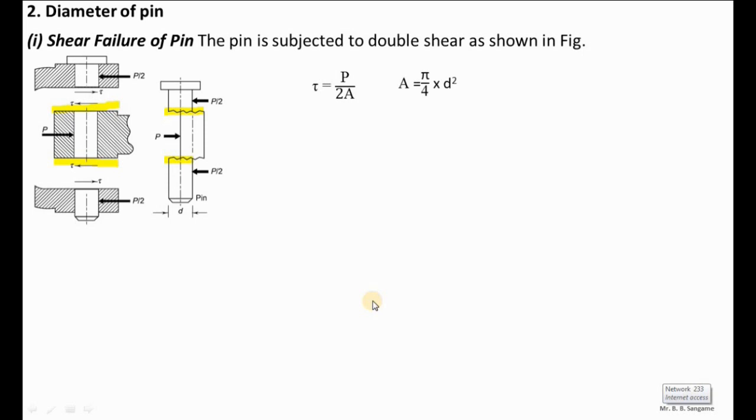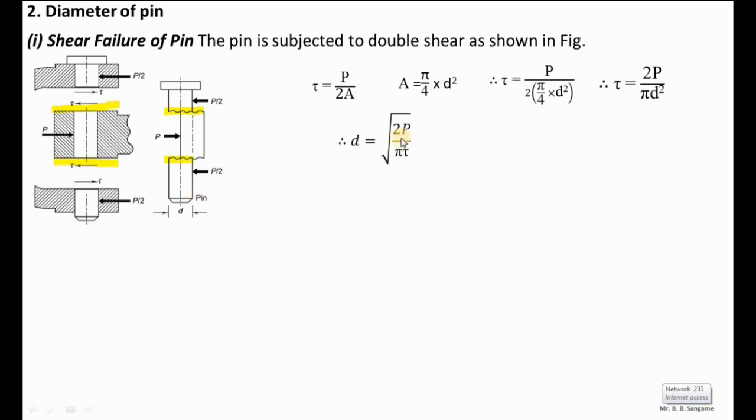Once you calculate the area, you have to put this formula of the area of cross section of the pin in this equation. So the equation will be tau is equal to 2P divided by pi d square. After the simplification we can convert this equation in terms of small d, that is the diameter of the pin. d is equal to root of 2P divided by pi into tau. By using this equation we can calculate the diameter of the pin in shear.